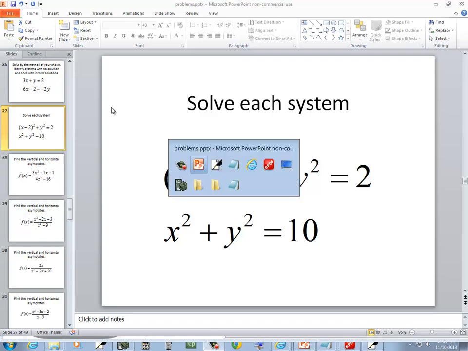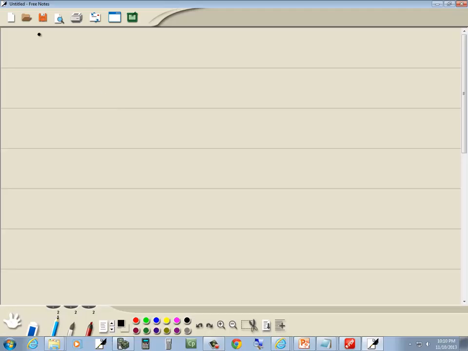Let's take a look at this problem. We've got (x − 2)² + y² = 2, and we've got x² + y² = 10. There are different ways you could solve this one. It's kind of up to you, I suppose.